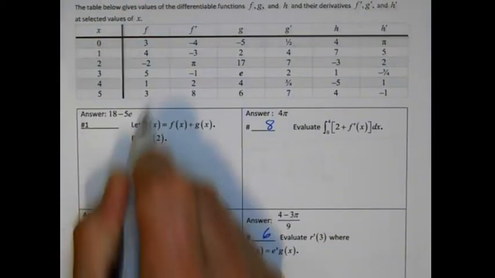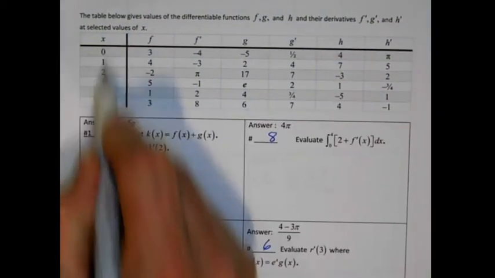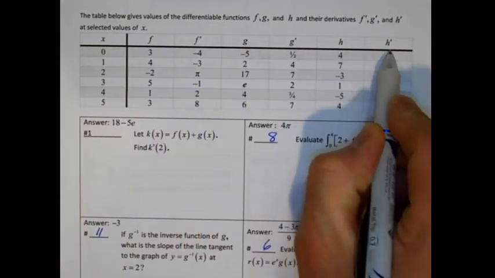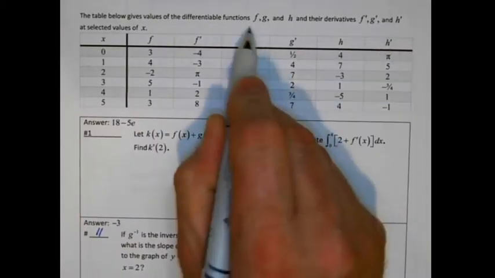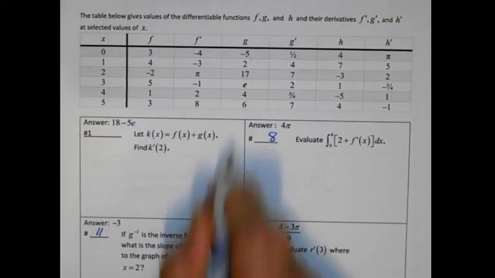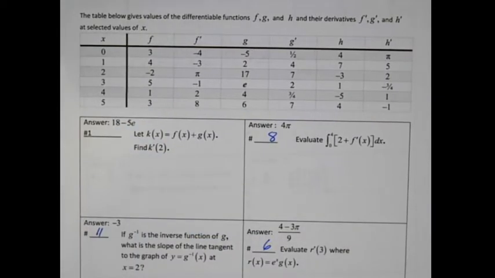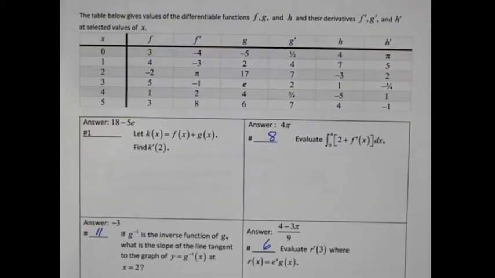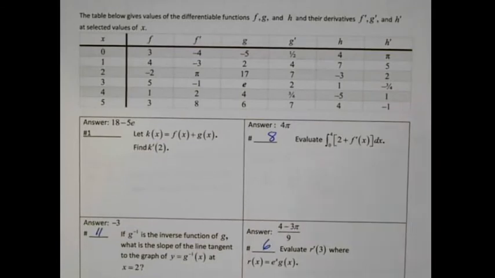If you notice, they have a table of values: x values, f, f prime, g, g prime, h, and h prime. So what we're going to do is work this problem, find the answer, and then find what we have. Notice this is number 8. This is the 8th one you're going to do. So the 7th one is going to have that answer of 4 pi. So I zoom that in.